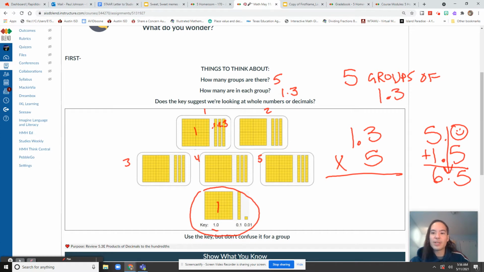Let's see if that math checks out using multiplication. All right, so 5 times 3 is 15, carry the 1. 5 times 1 is 5, plus 1 is 6. 1 decimal place, 1 decimal place. So it looks like either way that we answered that, whether we counted it all up or we did the multiplication algorithm, we get 6 and 5/10. So this problem is a representation of 1 and 3/10 5 times. And that should help us on our next part of the assignment.